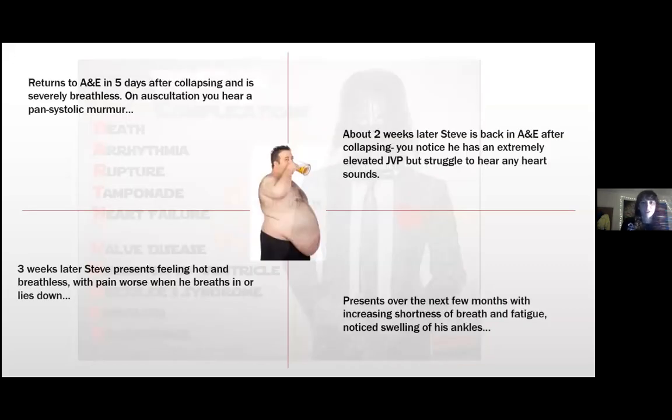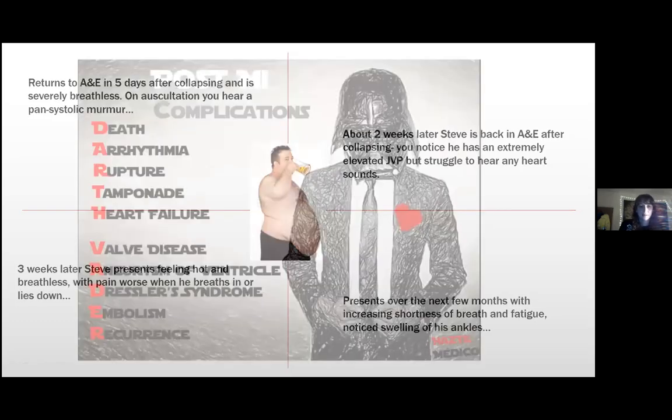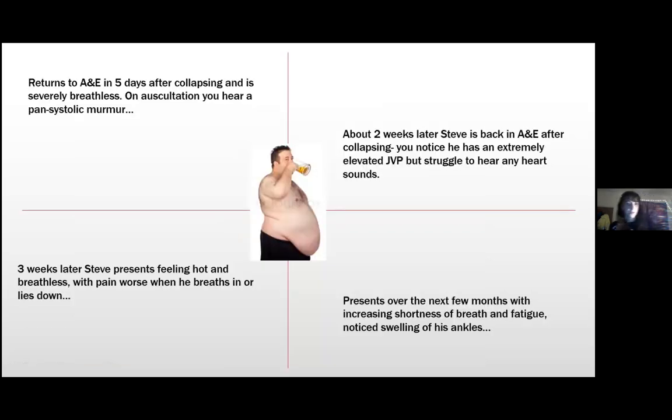So we've done all we can with our secondary prevention, but unfortunately, Steve presents 5 times with different post-MI complications. So these are some of the examples of the ones on the previous slide, if people want to have a quick last look. So the first one on the top left, Steve returns to A&E in 5 days after collapsing and is severely breathless. On auscultation, you hear a pansystolic murmur. These are quite hard. And whoever asks, will I get this lecture? Yeah, you'll get the lecture, so don't worry about writing things down or anything.